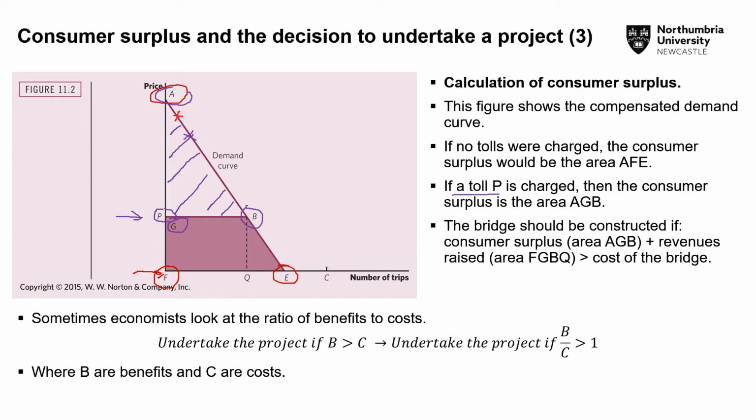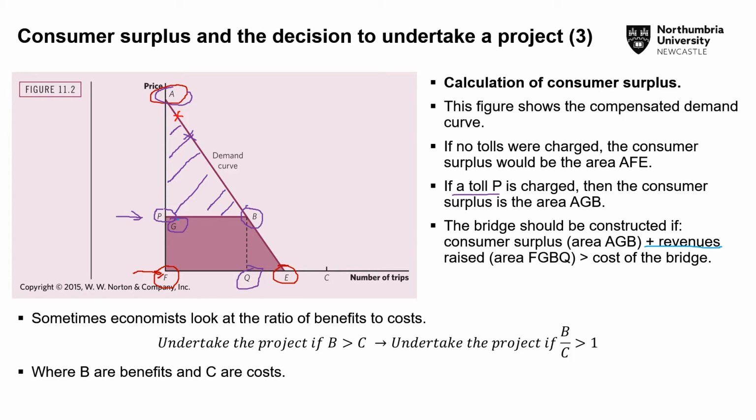Now, what we also have to introduce is the revenue. So what is it that will be earned from a toll? Well, that is quite easy. The revenues earned by charging a toll are simply the price multiplied by the quantity consumed at a specific price. So in this instance, that corresponds to Q if we have a toll of P. So therefore, the area G, B, Q, and F is what gives us the revenues.